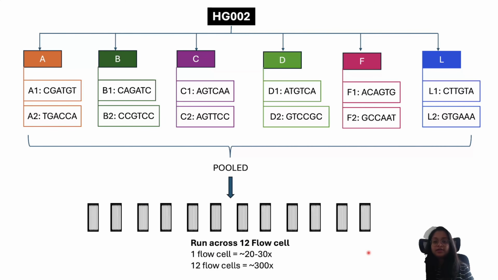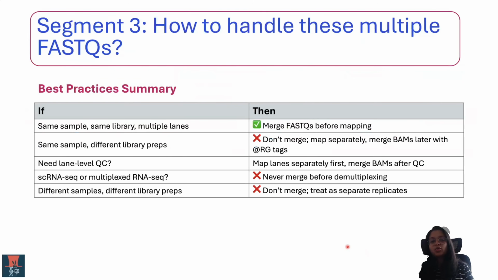Now that we understand why there are these different files that we see for each sample, and how they are organized and how to understand them, the next question is how do we handle these multiple FASTQs? It depends on the context and the kind of data that you're dealing with, and ultimately the goal of the analysis. But here are generalized best practices to follow, which hold true in most cases.